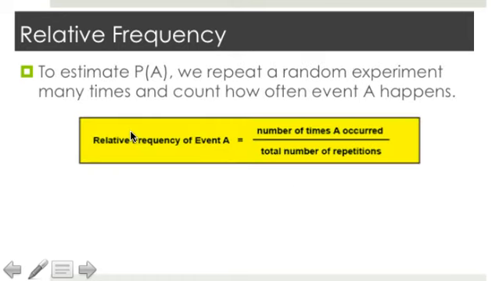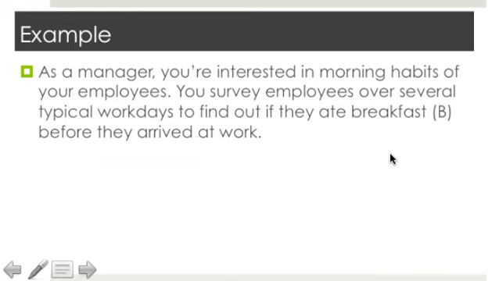So to estimate the probability of an event A happening, we're going to repeat a random experiment many times, and then we're going to count how often A happens. So we can define the relative frequency of event A to be the number of times that A occurs divided by the total number of repetitions. It's pretty straightforward. Let's take a look at an example.